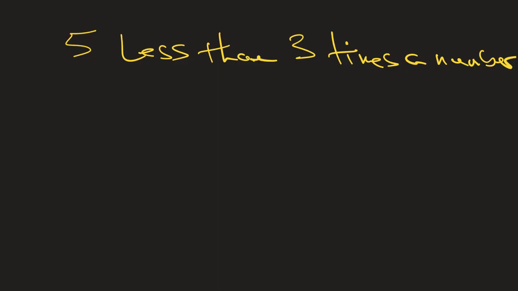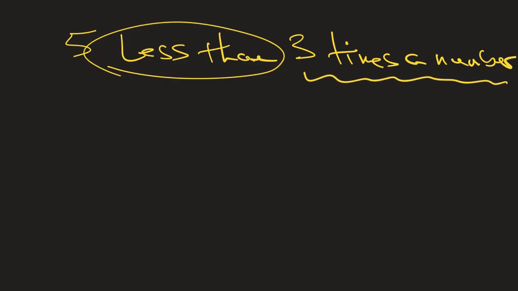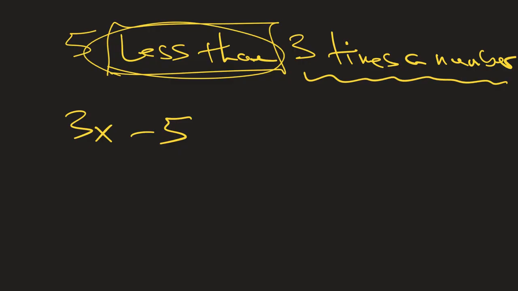Translation. We talked a lot about the key words: addition, subtraction, multiplication, division, and different words that mean those things. The one that gives us a lot of trouble is subtraction, particularly with the words less than. Less than does imply subtraction, but remember, as we talked about, it flips the order. 3 times a number is going to look like 3x, and we want 5 less than that. So this would translate into 3x minus 5. Be careful of the words less than.